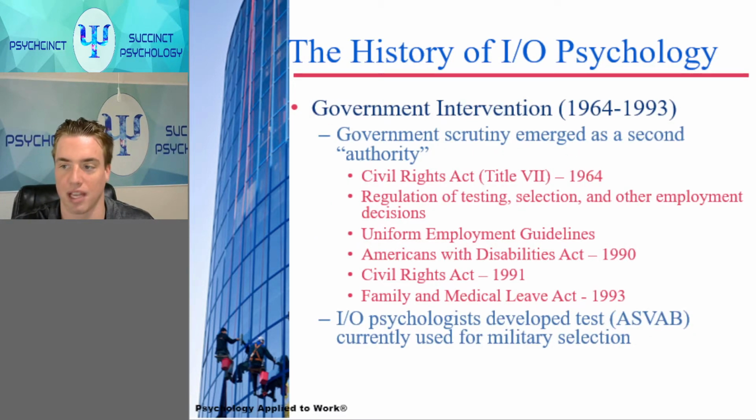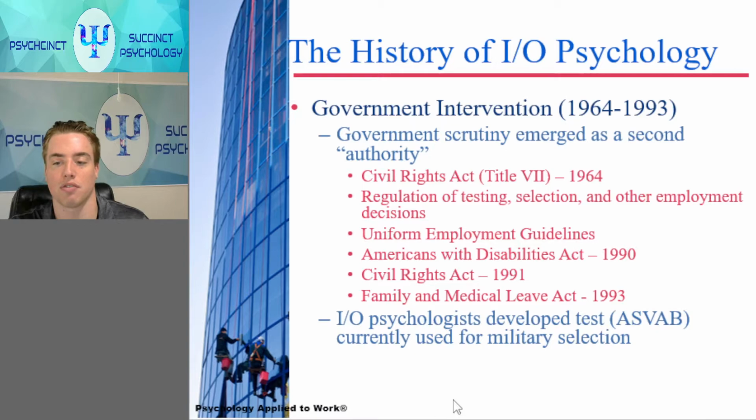Continuing on, we have some government intervention, which is always fun and also sometimes not fun, 1964 to 1993. Government scrutiny emerged as a second authority to watch over a lot of things. So we have the Civil Rights Act, Title VII, 1964. It led to the reining in of biopsychology.